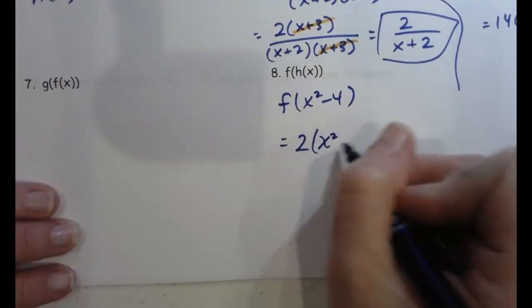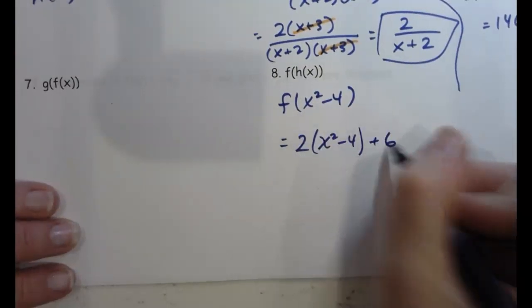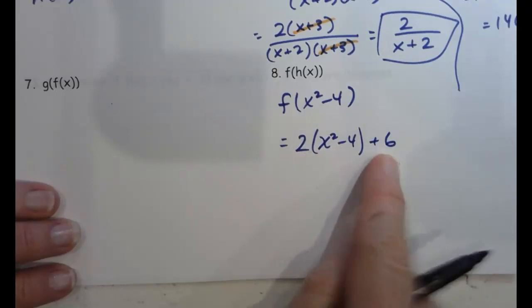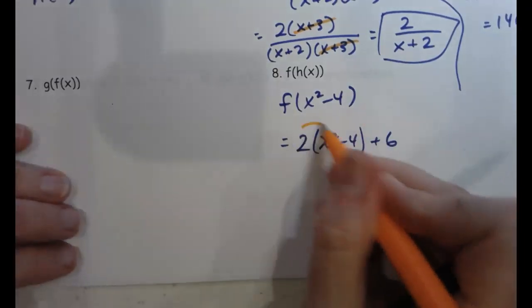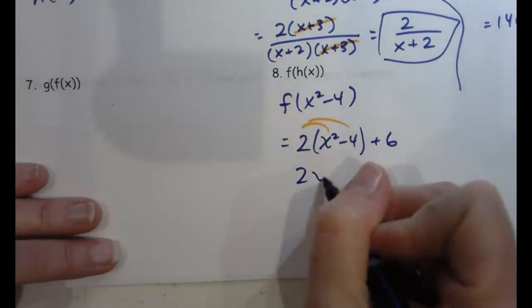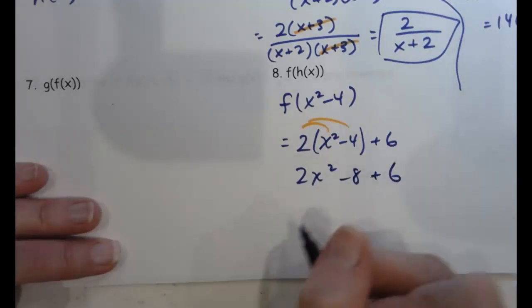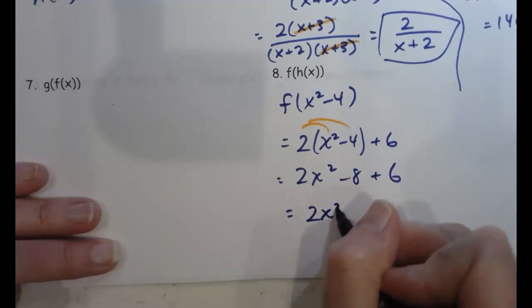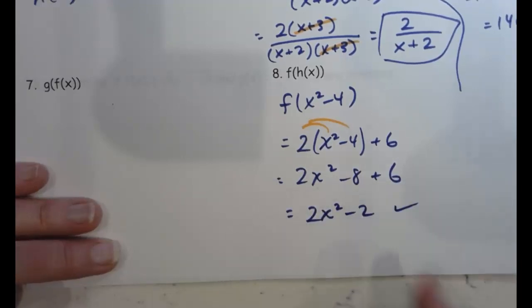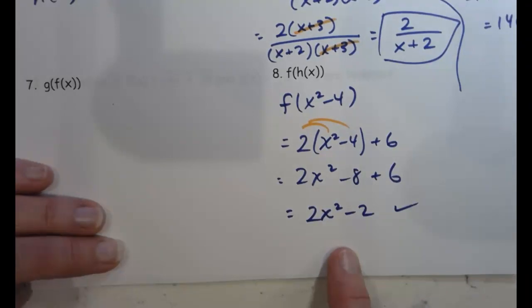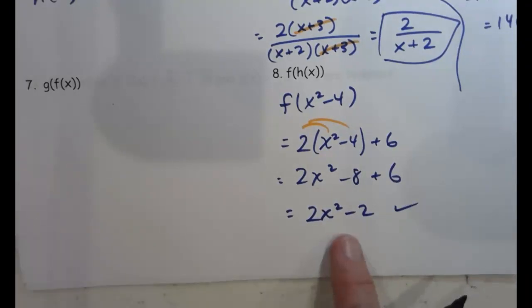2 times x squared minus 4 plus 6. We're doubling it and we're adding 6. We will use the distributive property and get 2x squared minus 8 plus 6. Combine the like terms, 2x squared minus 2, and we're done. This is factorable, but our objective here is to evaluate. So don't factor, just leave it.